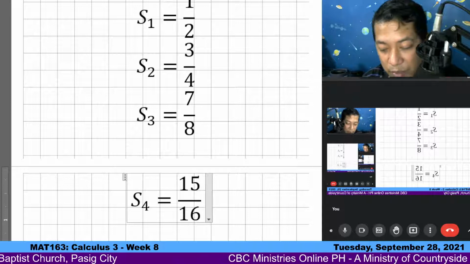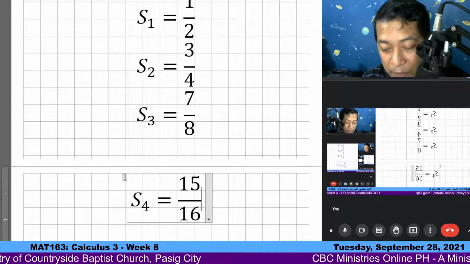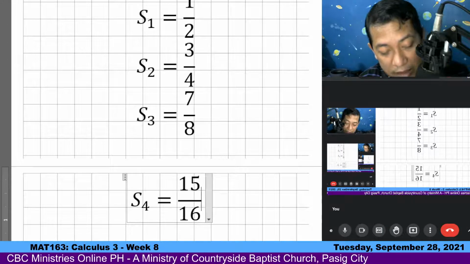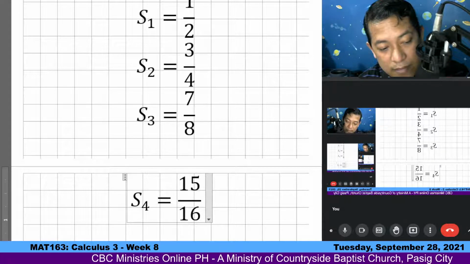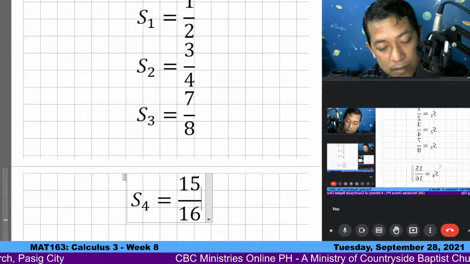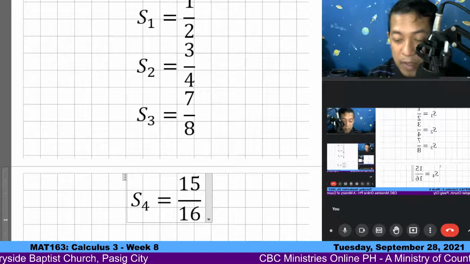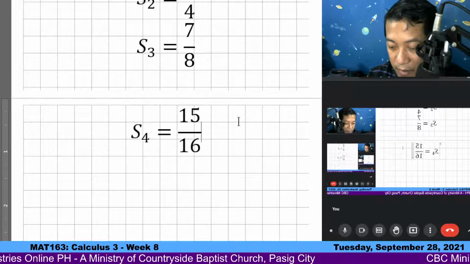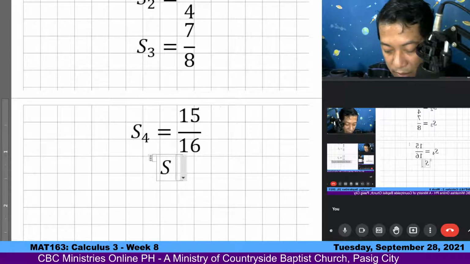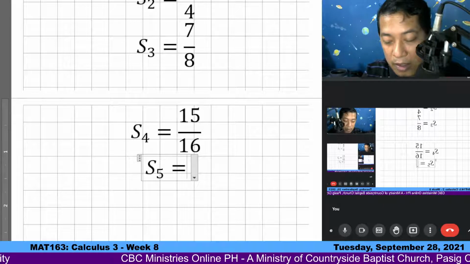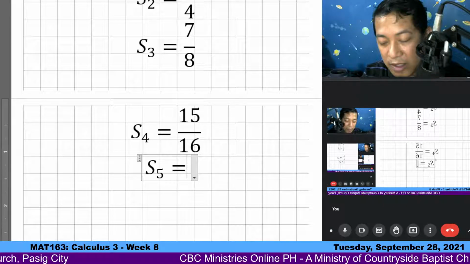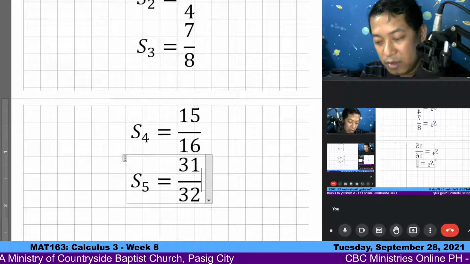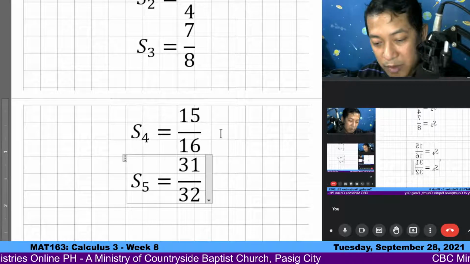Nevertheless, what would be our observation? Our observation here is that the sum is approaching a particular limit, meaning it will approach something. If we continue, sum number 5, our S5, is equal to 15/16 plus 1/32, that is 31/32. So notice, what is its limit? The sum is approaching 1.